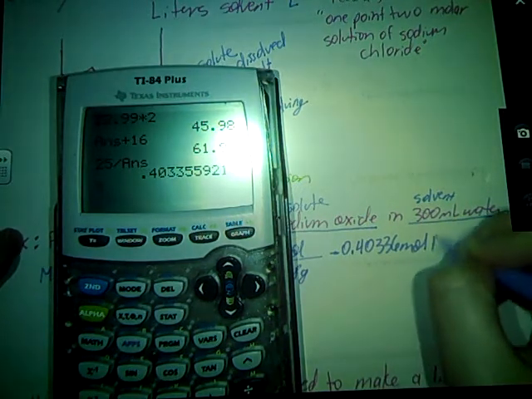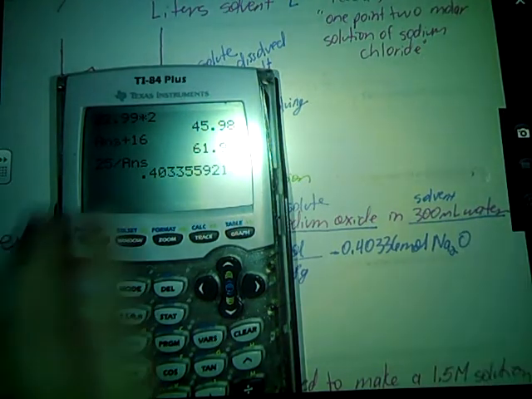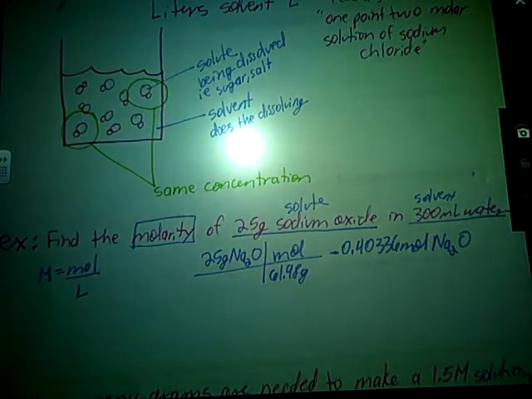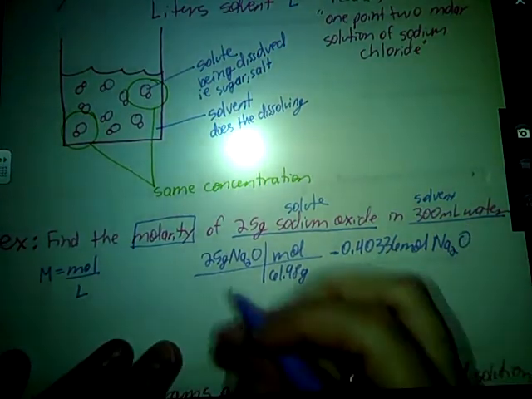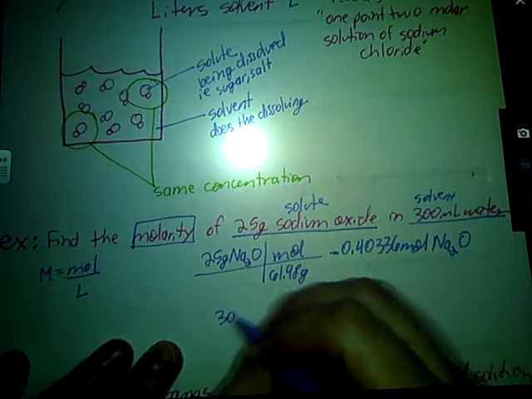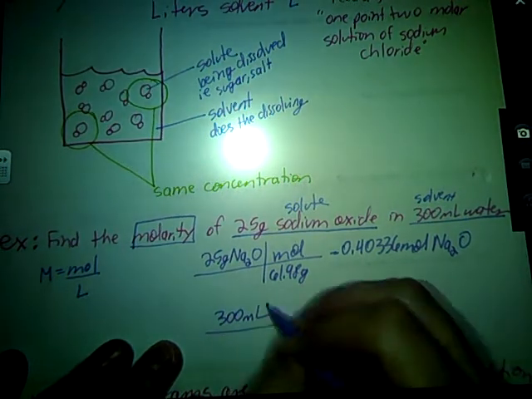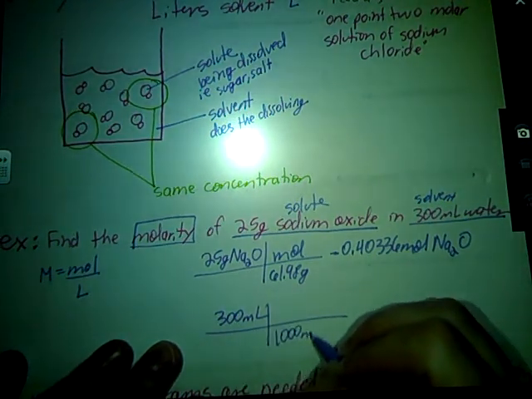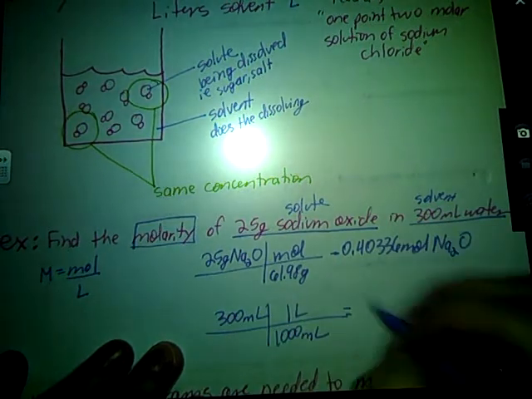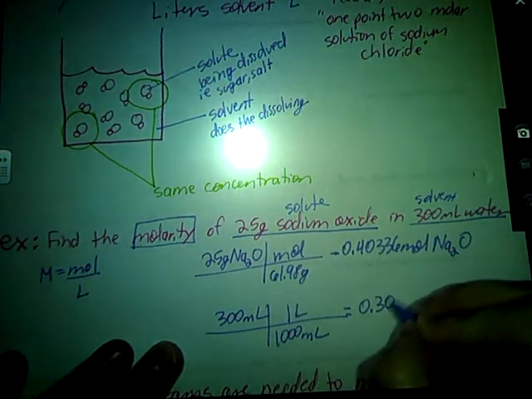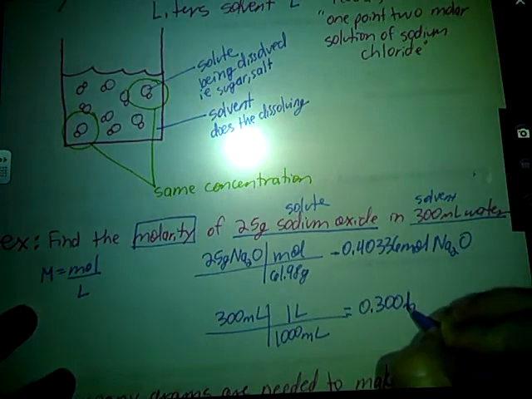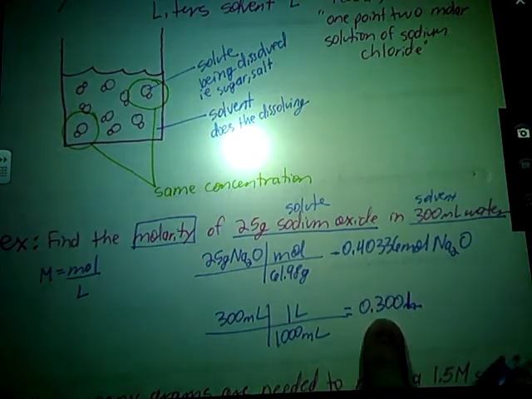So there's my moles of sodium oxide. Second one there, I need my liters. 300 milliliters. We have 1,000 milliliters per 1 liter. So that's 0.300 liters. I've got moles, I've got liters. Let's go plug them into our formula over here.